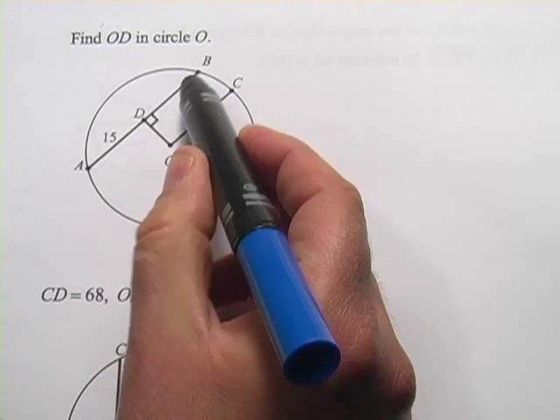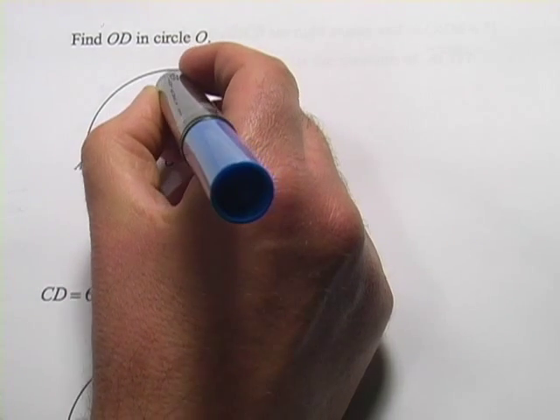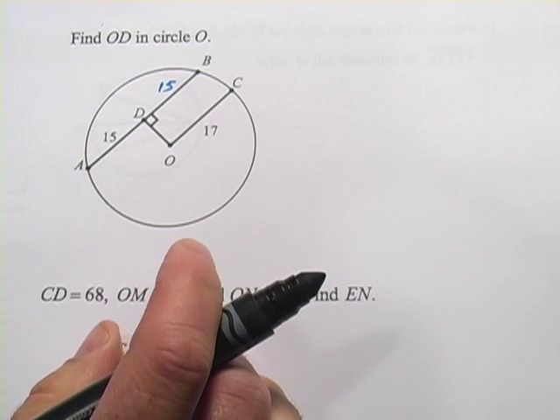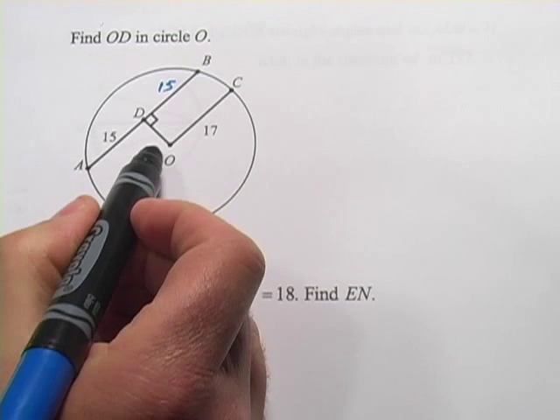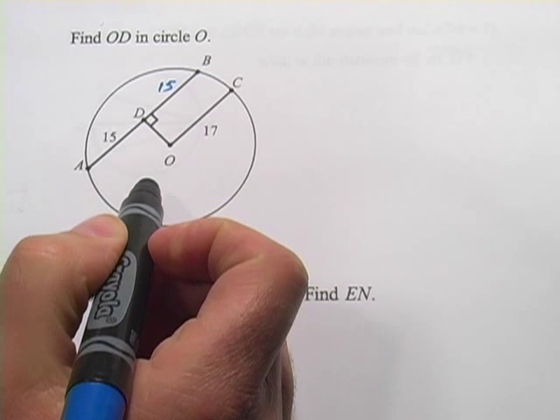So in this particular diagram, I see I've got the distance from A to D is 15, so I know from D to B is also going to be 15, so I'll just write that in. Now what we're trying to do here is find the length of OD. So how do we do that?